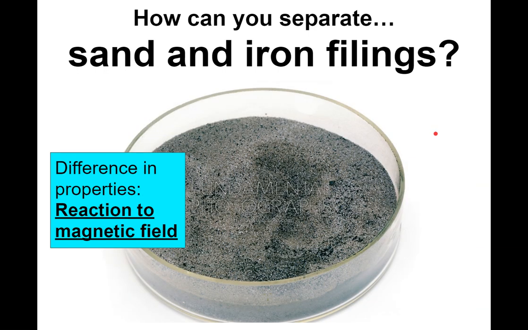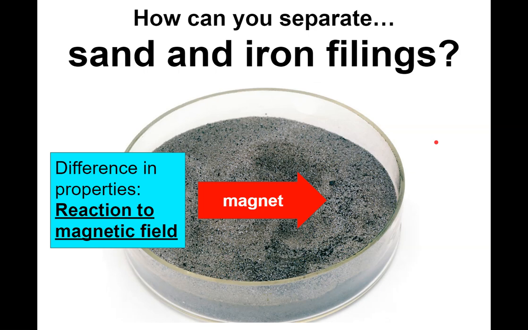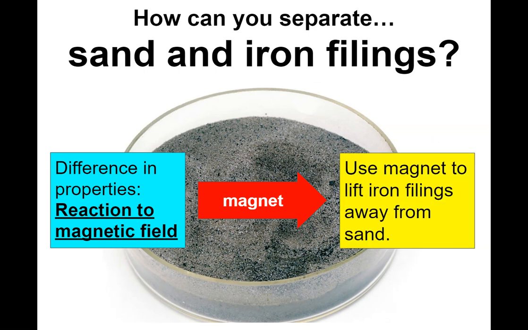How can you separate sand and iron filings? The difference in the properties between regular sand, which is made of silicon dioxide, which is basically glass, and iron filings is their reaction to a magnetic field, because iron is attracted to magnets. Whoops. Oh, and I didn't say, you can separate them with a magnet. I forgot to make that part of the slide. Oh, there we go. Use a magnet to lift the iron filings away from the sand. I just had an extra slide in there.